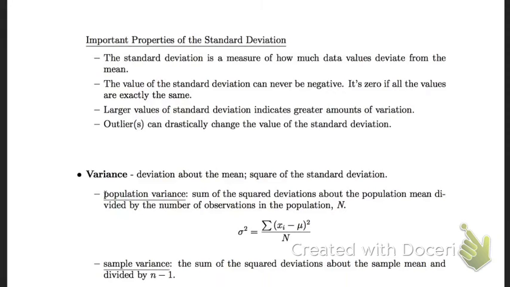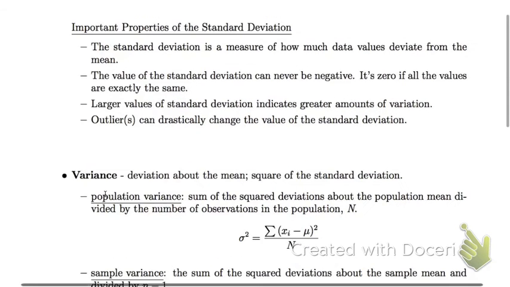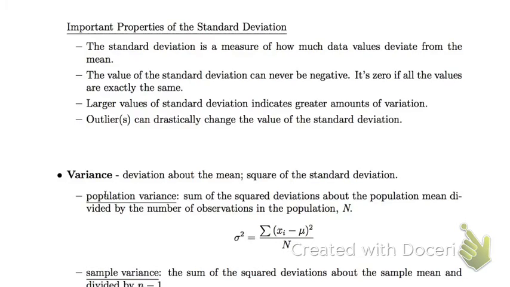Here are some important properties of the standard deviation. Once again, we did say it's how far it deviates from the mean. The standard deviation can never be negative. And why do you think that is? Why can you never have a negative? Because that's not a negative distance. Yeah, you cannot have a negative distance.